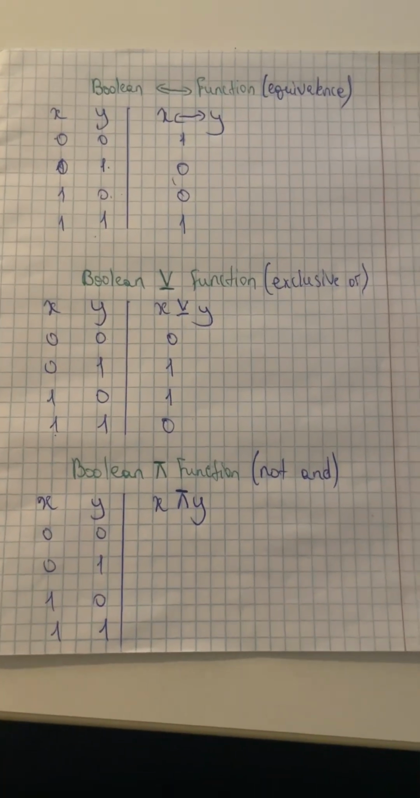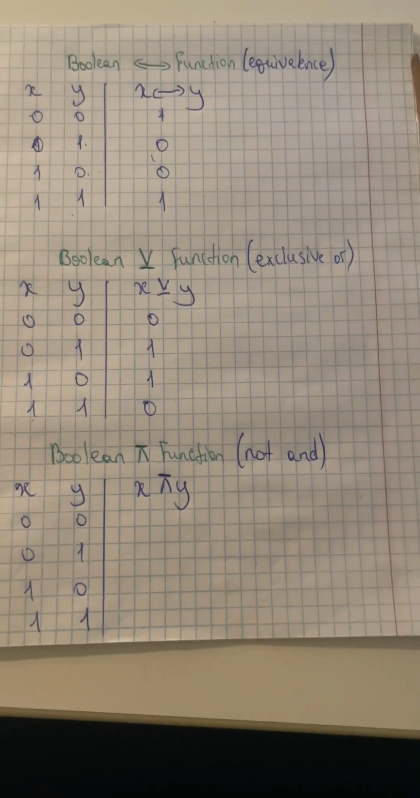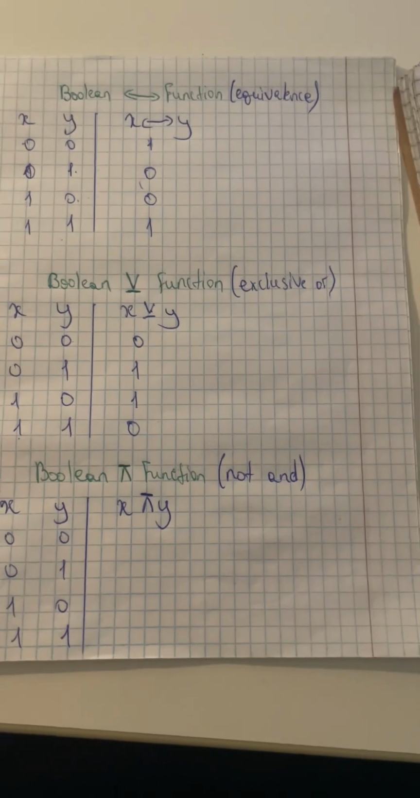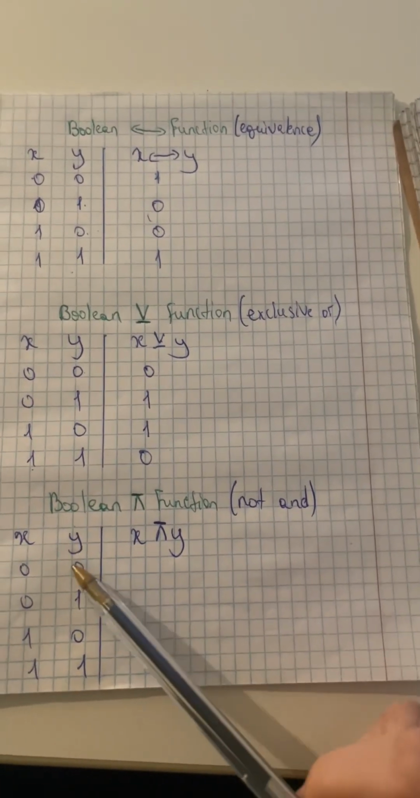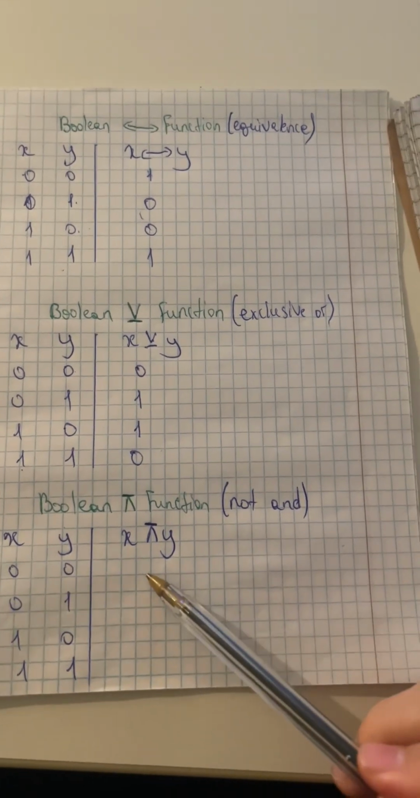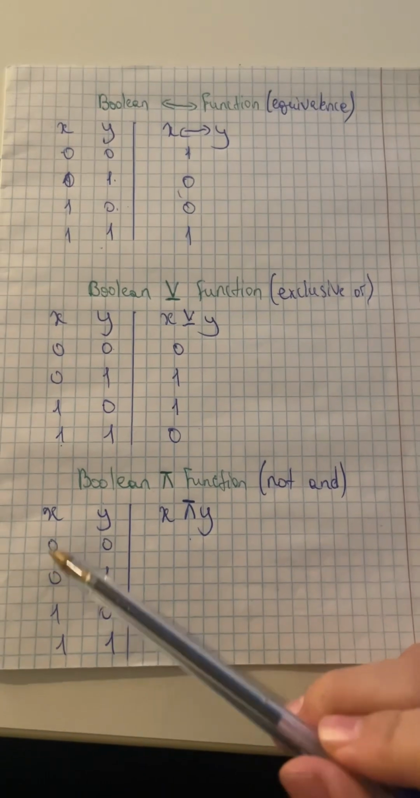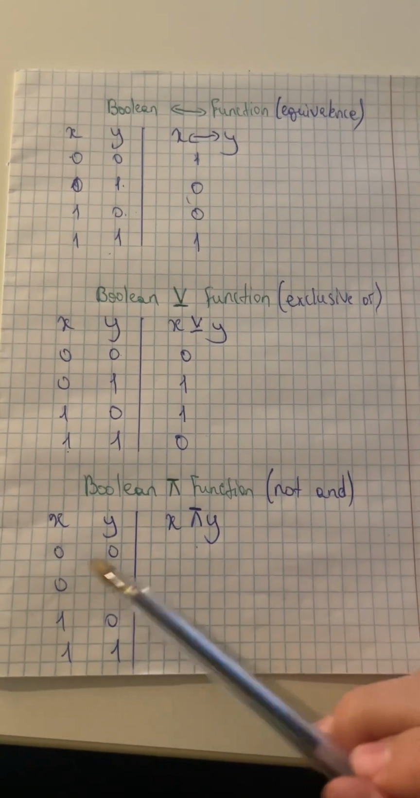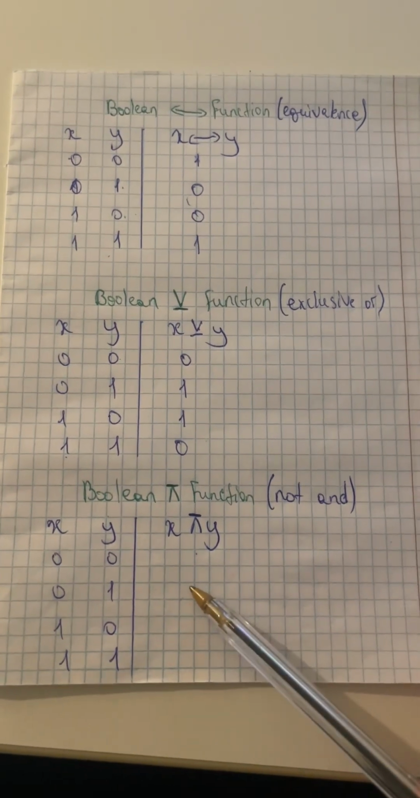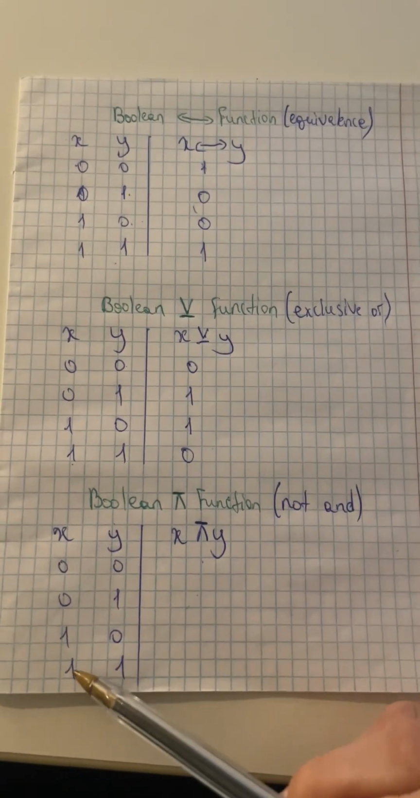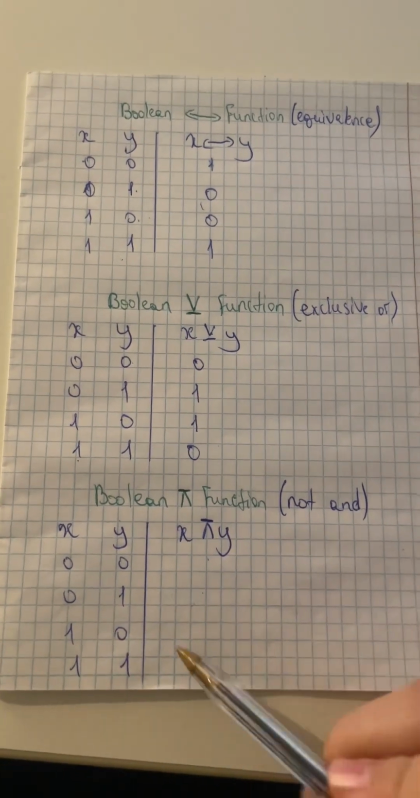Let's see Boolean not AND function. Here the idea is when both x and y are false, for example 0 0, the result would be true, or when one of them is false while another is true, the result would be true. But when both of them are true, the result would be false.